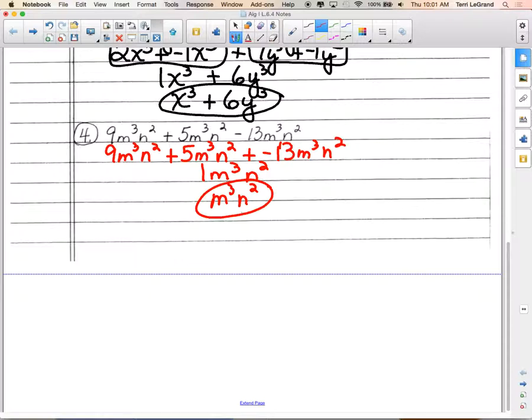What do we call it when there's only one term? Monomial. This is a monomial. What's the degree of this monomial? It's a degree 5 monomial, isn't it? 3 plus 2 is 5. Okay, questions?